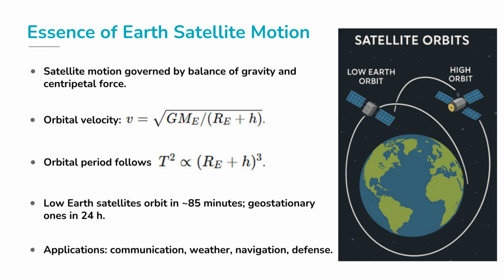Low Earth orbit satellites take about 85 minutes to complete one revolution, while geostationary satellites high above Earth take exactly 24 hours, staying fixed above the same spot. From GPS and weather forecasting to communication and planetary science, satellites are the backbone of modern technology.